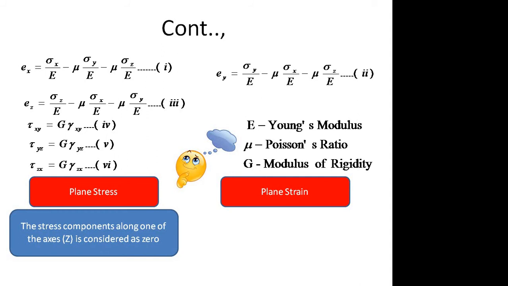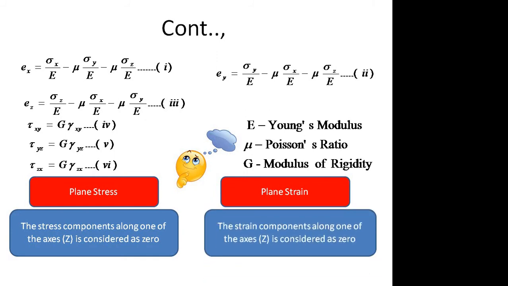In plane stress, the stress components along one of the axes, normally the z axis, are considered as 0. That is, instead of solving it as a three-dimensional problem, we are going to solve it as a two-dimensional problem. So in a plane stress condition, we make the stress components along the z direction 0. If we consider the strain along the z direction as 0, then the condition is plane strain.